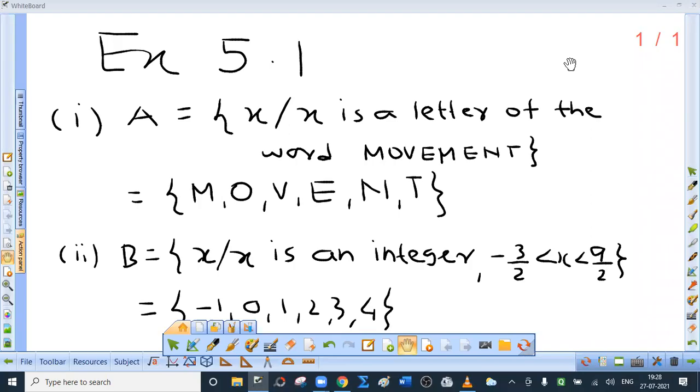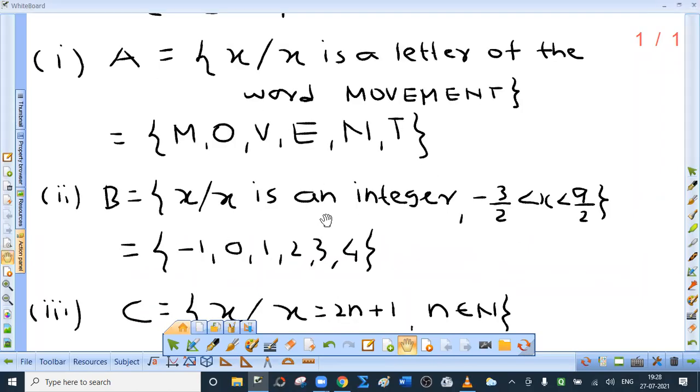Exercise 5.1. First question, describe the following sets in roster form. First one, A, all x such that x is a letter of the word MOVEMENT. Remember, one element or letter, whatever object of a set, is to be written once only. So M, O, V, E, N, T. Do not write E twice, M twice.